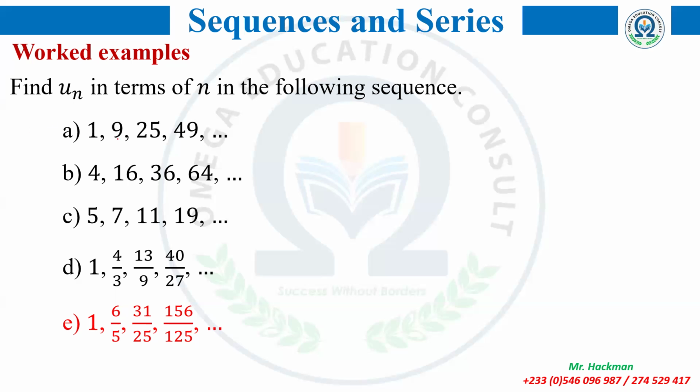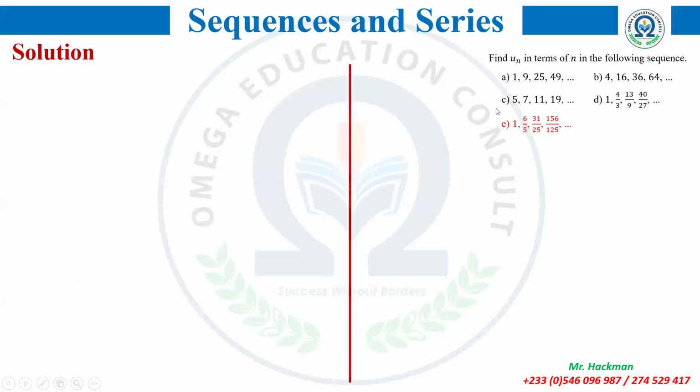So let's look at the solution to the first one. Please, I'm writing solution first. Again, in terms of n, so underline. It means until your result is only in terms of n, you don't end there. That is your U sub n. So solution, question A. I'm going to extract. So the sequence is 1, 9, 25, 49, comma, then your ellipsis is very critical. So it's an infinite sequence, so you extract them as such.